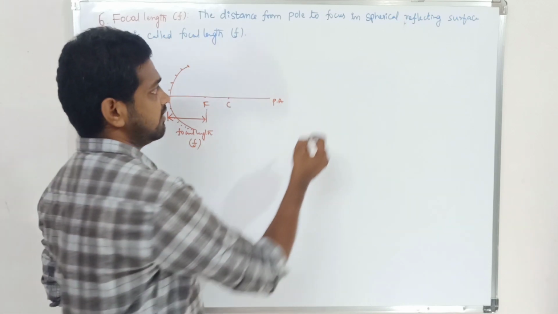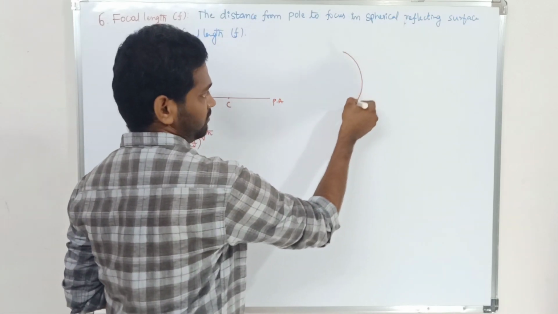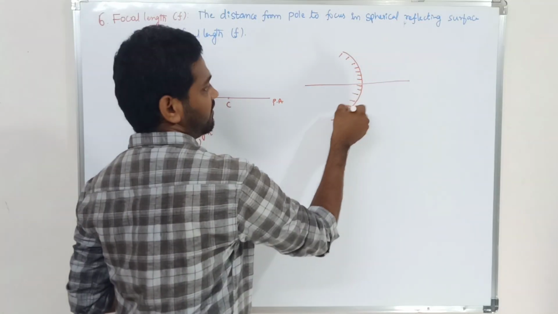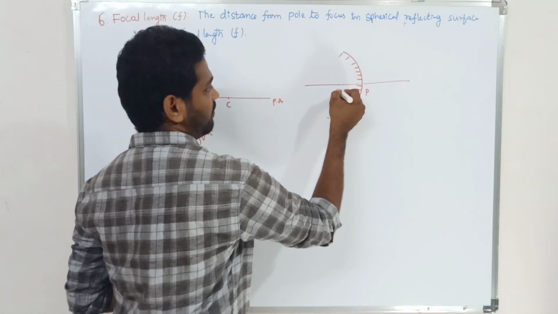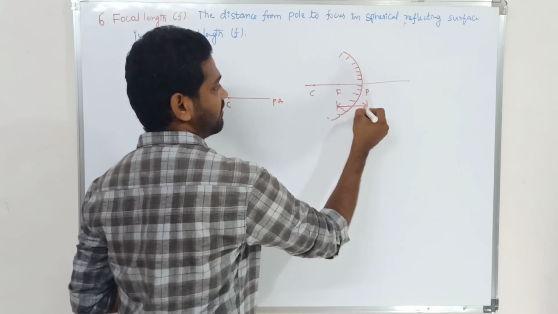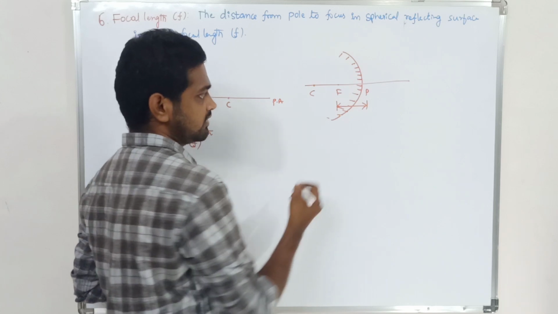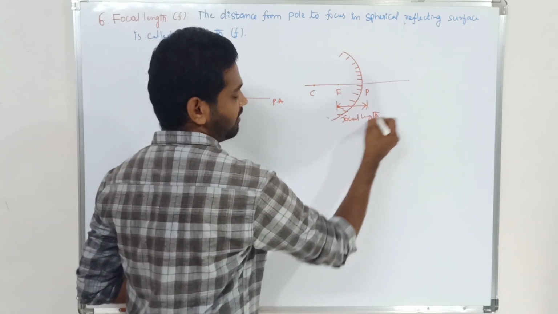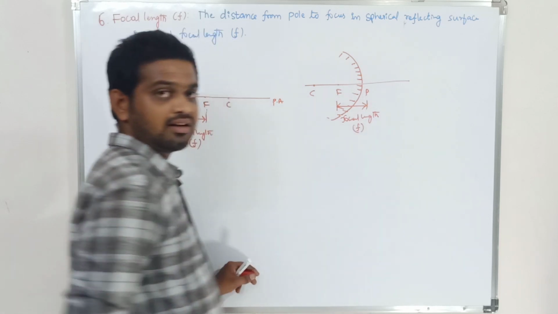Coming to the convex surface, the bulged reflecting surface will be outwards, with pole, focus, center of curvature. What is the focal length in the case of the convex surface? The distance from pole to focus. That is called focal length. You can represent it by the letter small f.